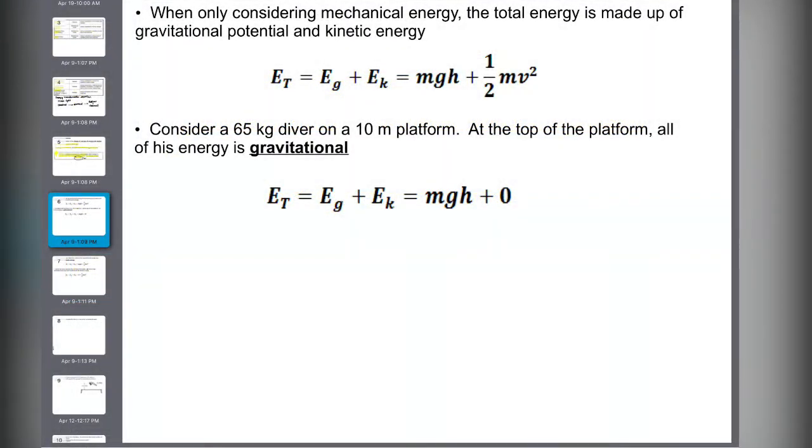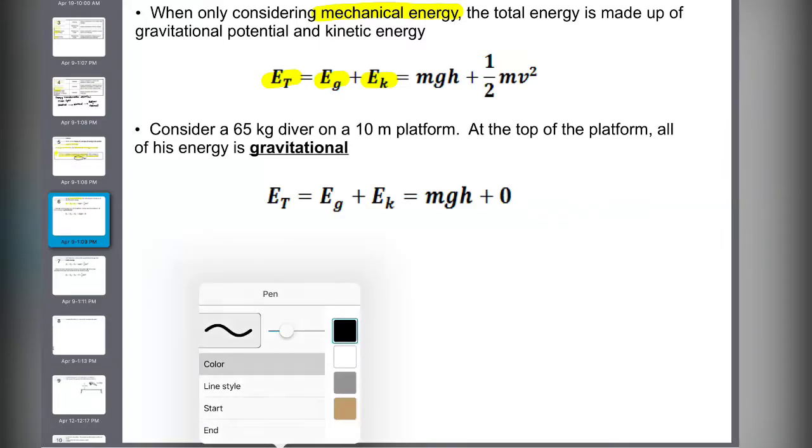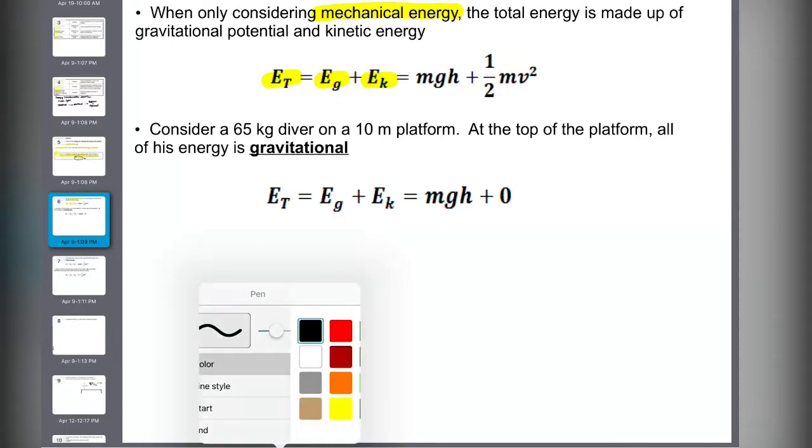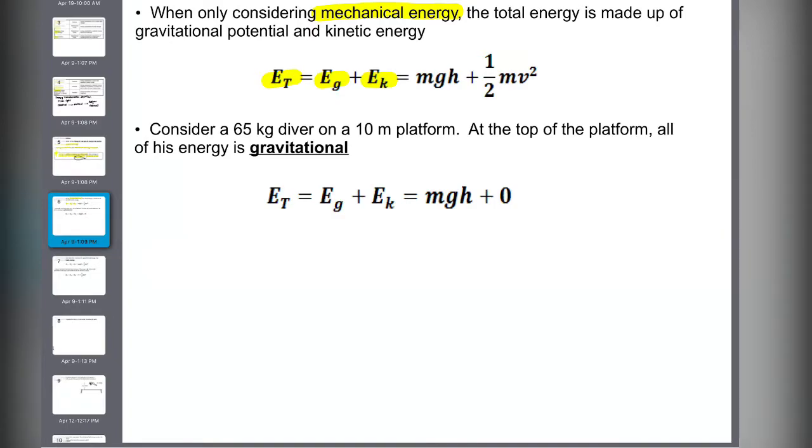So this is the equation for the total mechanical energy. It's potential plus kinetic, and since we learned that potential is mgh and kinetic is half mv squared, they throw that in there. They wanted you to consider a situation. I'm actually going to label them off. This is case 1, and I'm going to call this A. It's telling you that you have a 65 kilogram diver on a 10 meter platform, at the top of the platform.